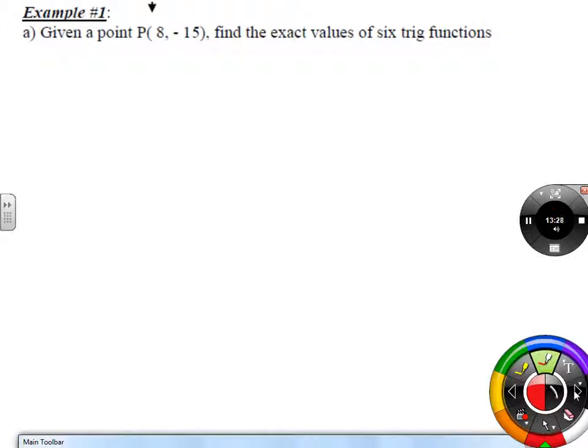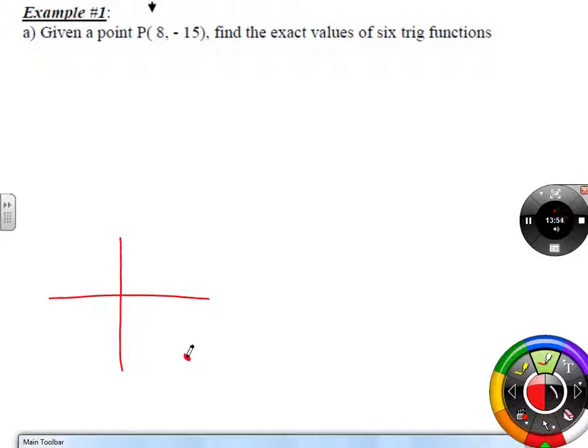All right, so now if I give you a point, like this problem does, it says, okay, there's a point, 8, negative 15. Find the value of the 6 trig functions. So before that would have been weird to us because a point 8, negative 15 is just a point on the plane. That has nothing to do with trig functions. But now, 8, negative 15 is some point down here in this quadrant.